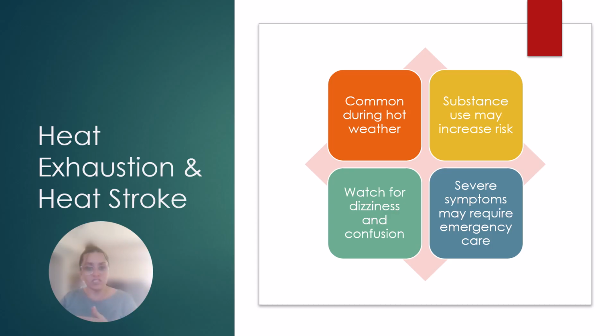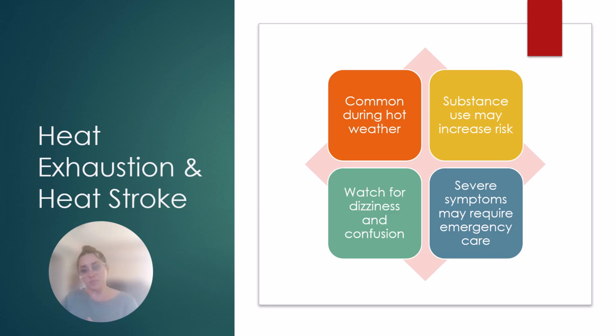And as dehydration or heat illness worsens, people may develop confusion, rapid heart rate, vomiting, difficulty walking, fainting, or an altered consciousness. And substance use can increase the risk significantly because some substances affect body temperature regulation, hydration, judgment, and awareness of their physical distress.